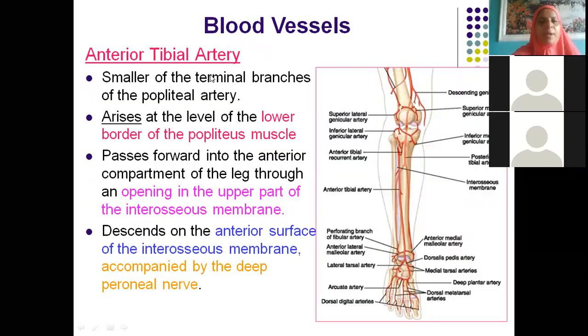Now coming to the blood vessels. What is the name of the blood vessel which we have seen in the front of the thigh?